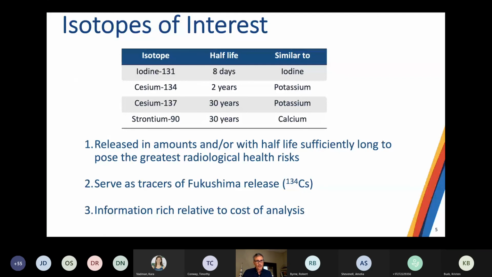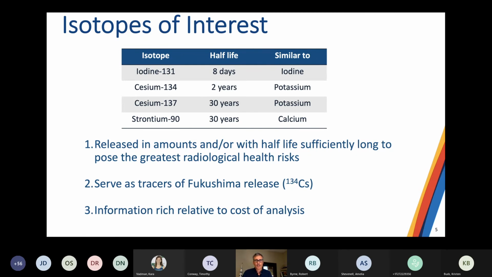The isotopes I'll tend to focus on today, I'll do so mostly because the amount of that element that was released during the meltdowns at the nuclear power plant site tended to be large, or because they're sufficiently long-lived that their potential to contribute to health risks to human beings or to marine organisms is greatest. And that really relates to their chemical similarity to elements that we need for our physiology.